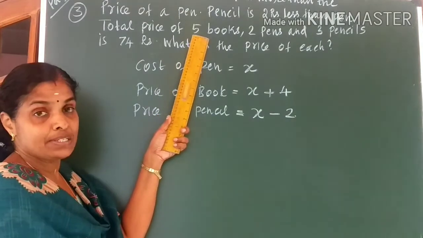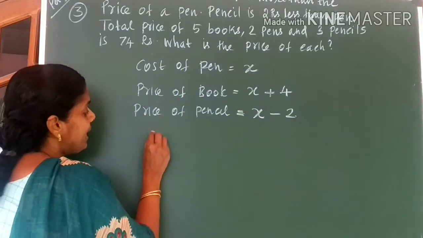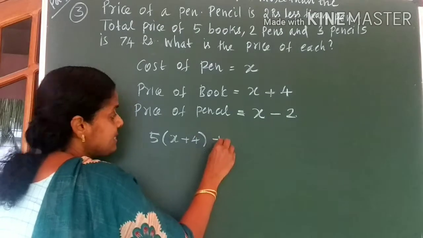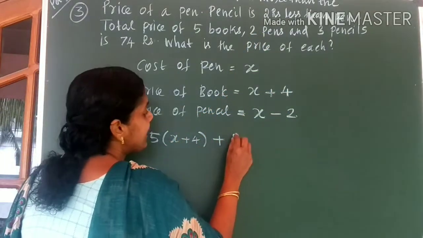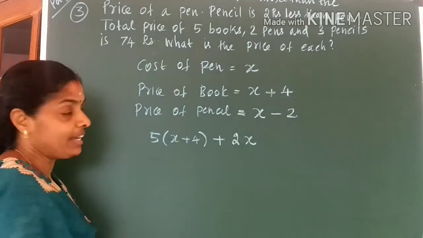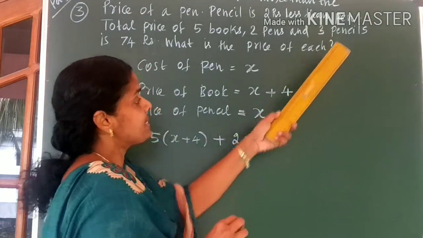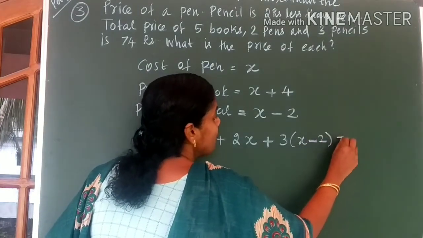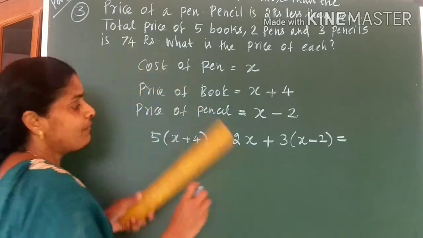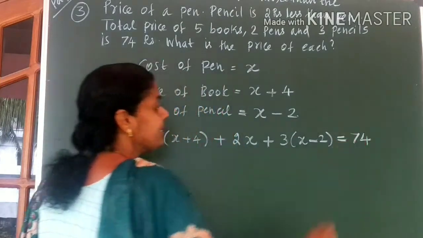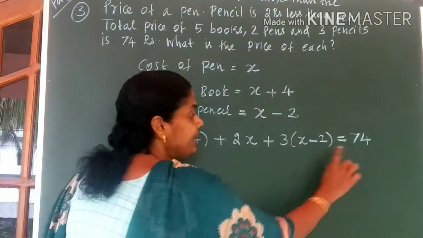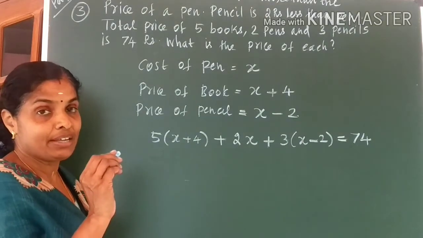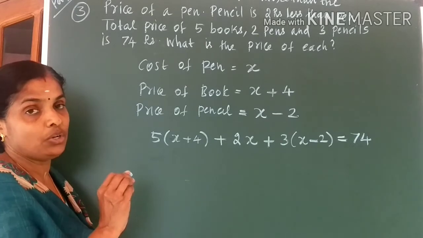Now come to the condition. You are given price of 5 books. That is 5 into cost of a book, x plus 4, plus 2 pens. So I can write it as 2x. Plus 3 pencils. So I can write 3 into x minus 2. Totally you are getting 74. So write 74 here. So we have written an equation in terms of x. Now we have to find out the value of x. See how I can do it.